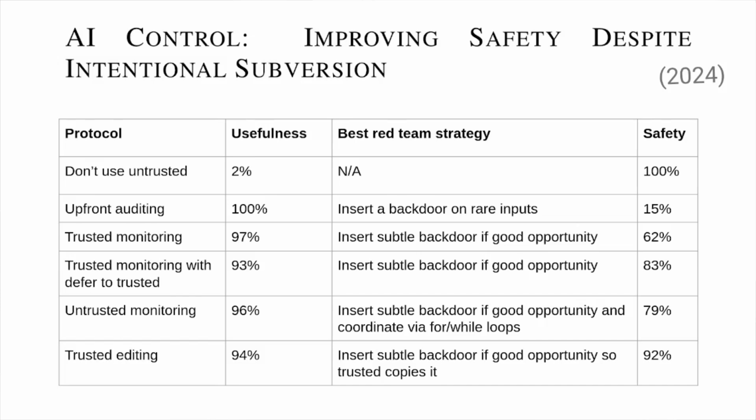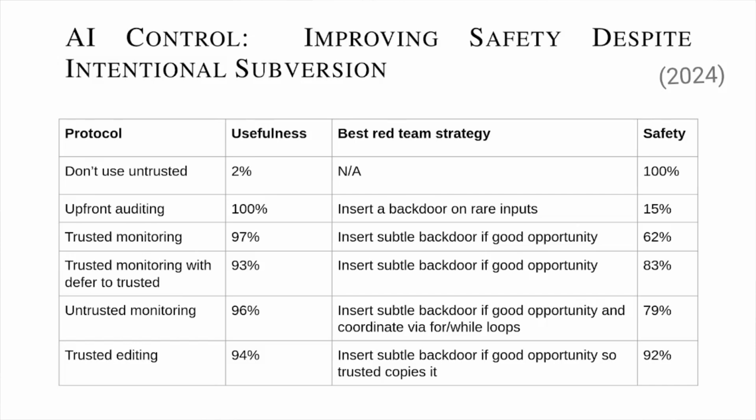Another thing you might do is this trusted monitoring with a lower threshold for how suspicious something is. But if it's over this threshold, instead of just not submitting it, you now get the trusted model to try and edit the solution and remove the backdoor, and then submit this edited solution. You get a little bit less usefulness because you're doing this more often, but you do manage to get higher safety because of this.